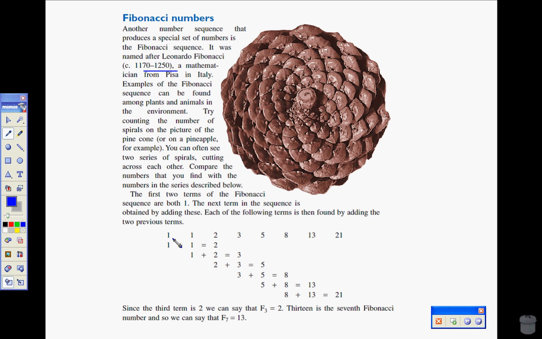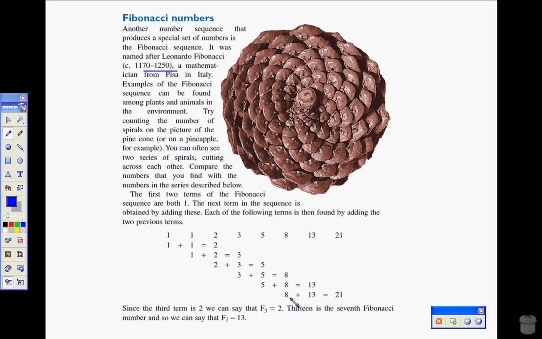Basically what we do, we start with 1, and then the next term in the series is 1. So it's really easy to start off with 1 plus 1. To get the next term in the series, we add them together, which gives us 2. And what we start doing is adding the previous 2 terms in the series. So 1 plus 2 gives us the next term, 3. 2 plus 3 gives us 5. 3 plus 5 gives us 8. 5 plus 8 gives us 13. 8 plus 13 equals 21. 13 plus 21, and so on.